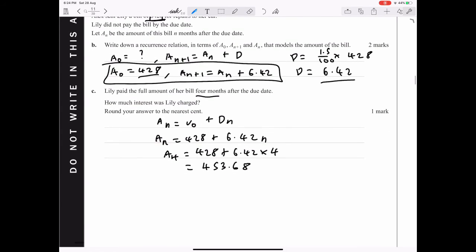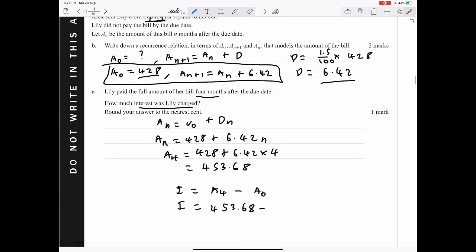And now we want to find how much interest Lily was charged. So the interest would equal A4 minus the initial value. We know that A4, after 4 months, she had to pay $453.68 minus her initial bill, which was $428. So if you do it on your calculator, you'll get $25.68 is the amount of interest Lily had to pay.